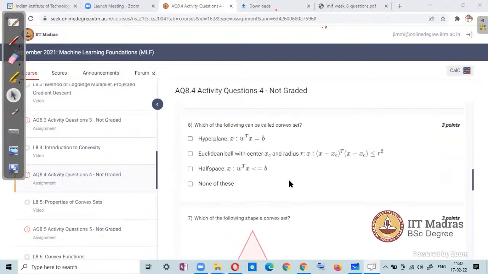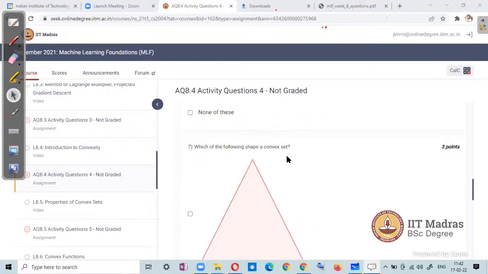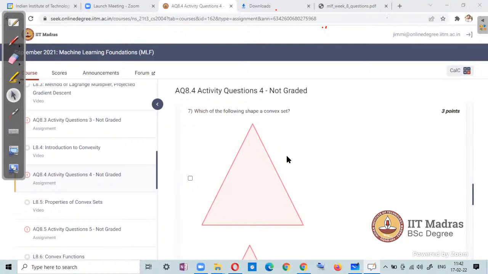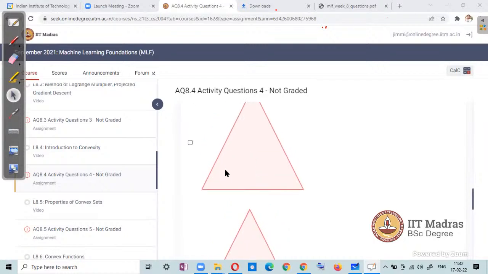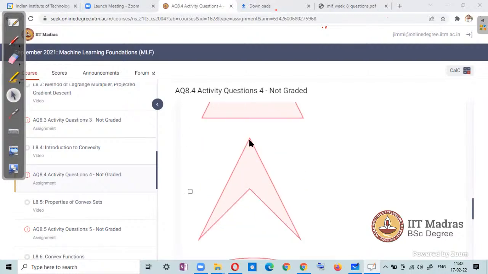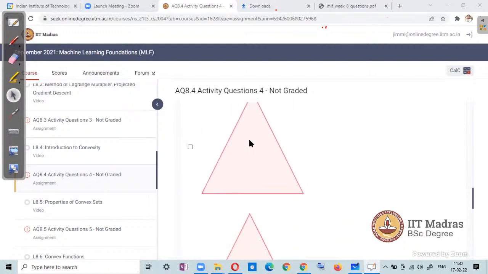Okay, so which of the following shapes is a convex set? What about this one? Yes, it is, because if we take any two points in this set and draw a line between them, that line will lie in this set only. So this one is your convex set.